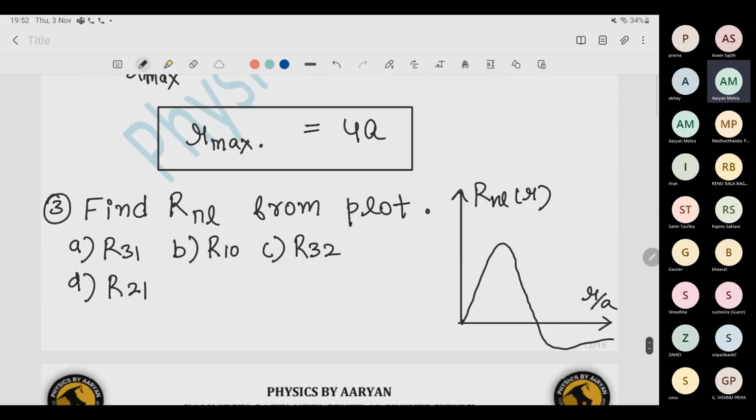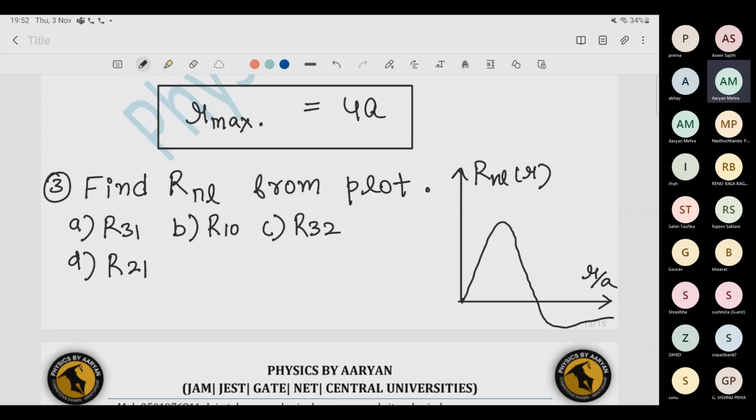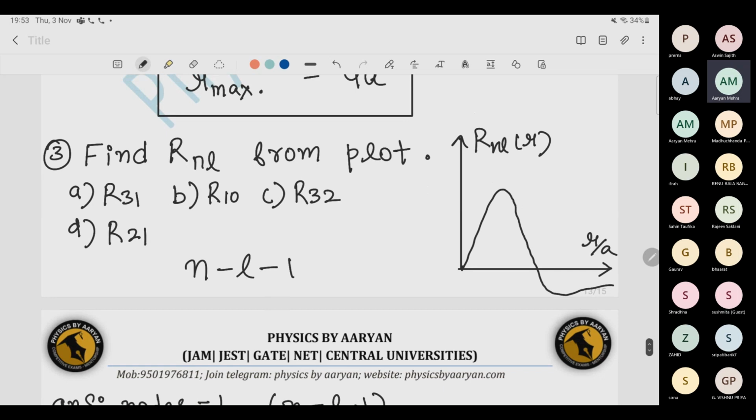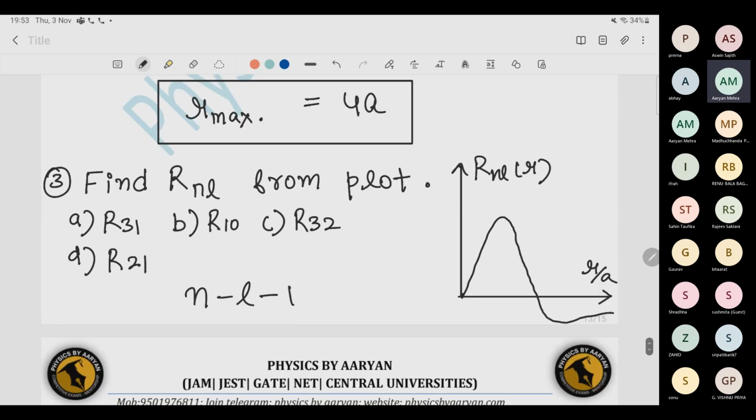The third question is very interesting and you can actually solve this. I have given the solution here, but I would like you to solve it from the nodes. You have to find which of these 4 options is this R from the nodes. You know the formula for nodes, n minus l minus 1. What do you think will be the answer? Very quickly do it. There is one node here, or is there any one more node? Is this also a node or not? How many nodes are there?